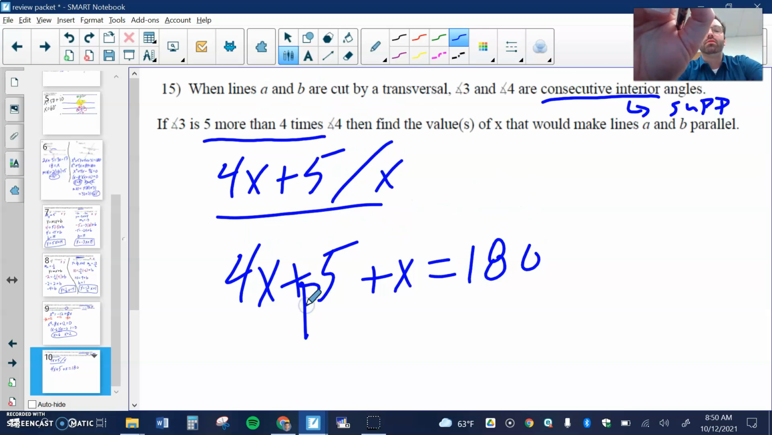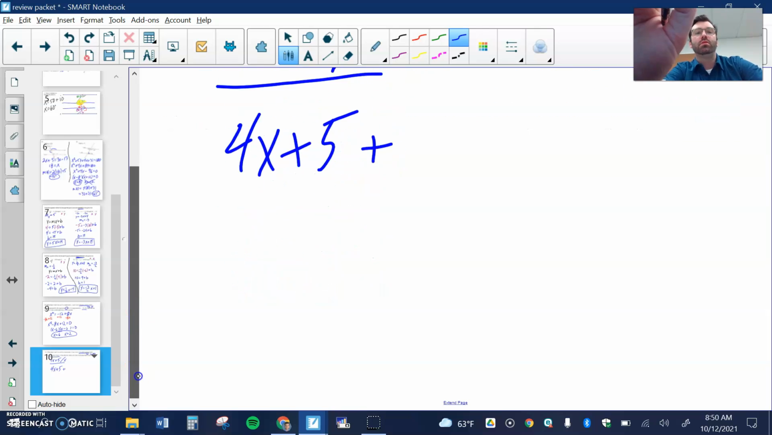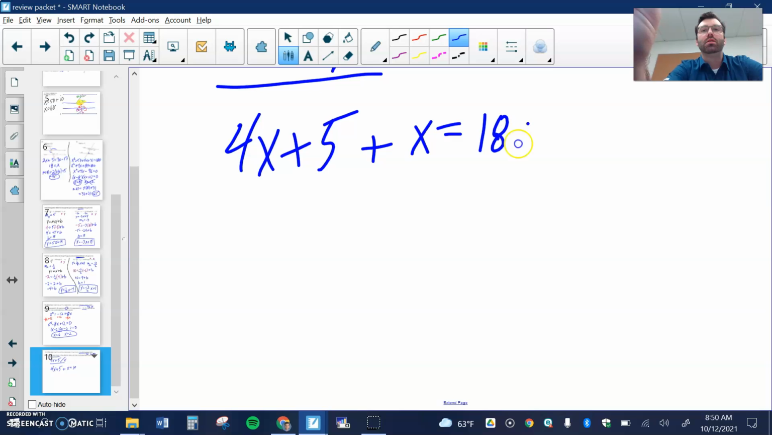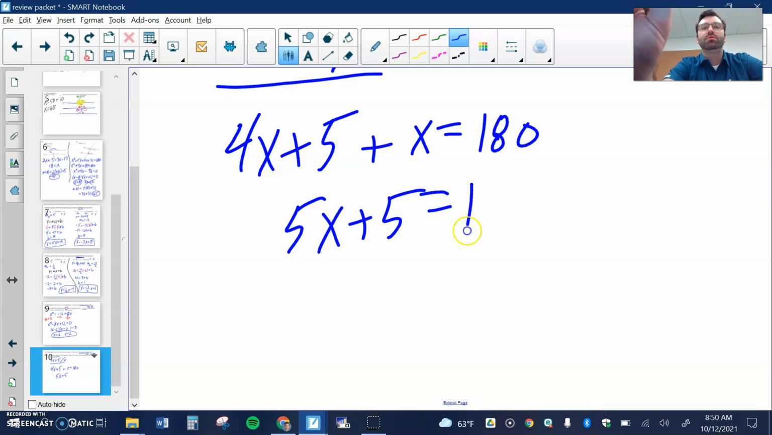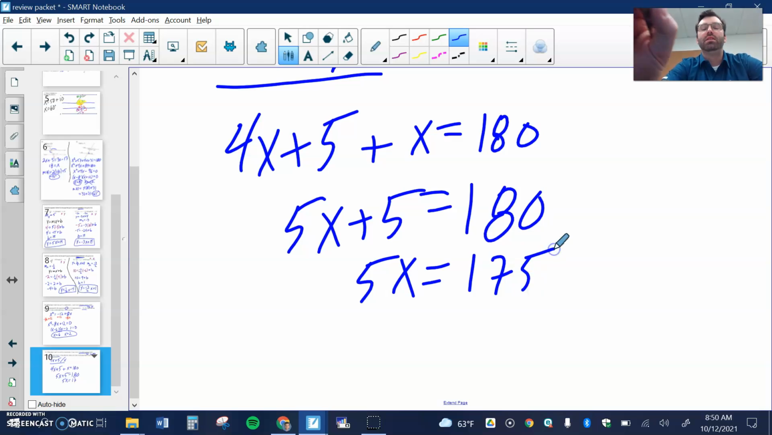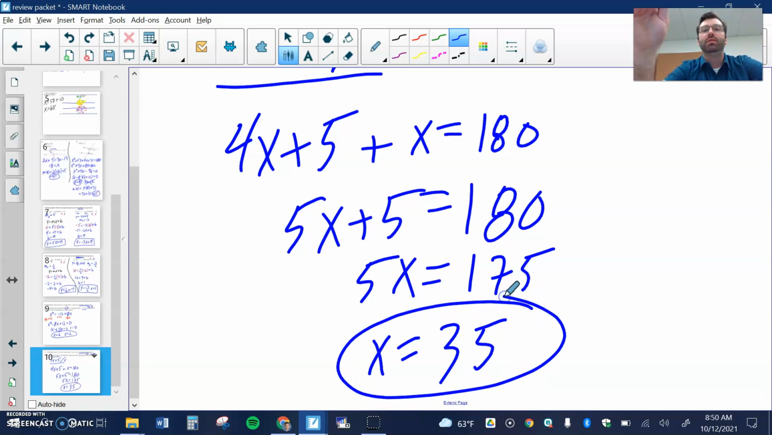Or 5, oops. Oh man. Was it plus x equals 180? So 5x plus 5 equals 180. So then 5x equals 175. So then x equals, well, that's what? 3, remainder 2. 35.